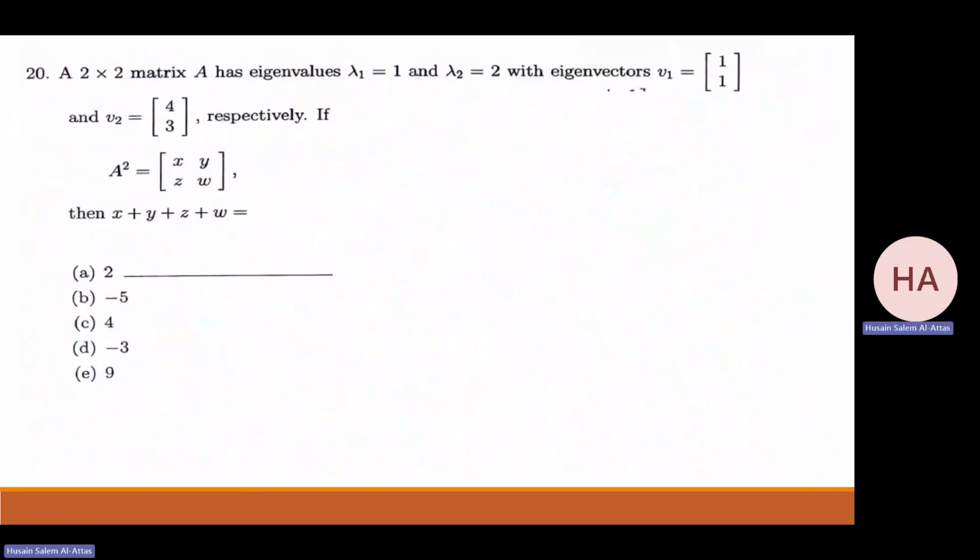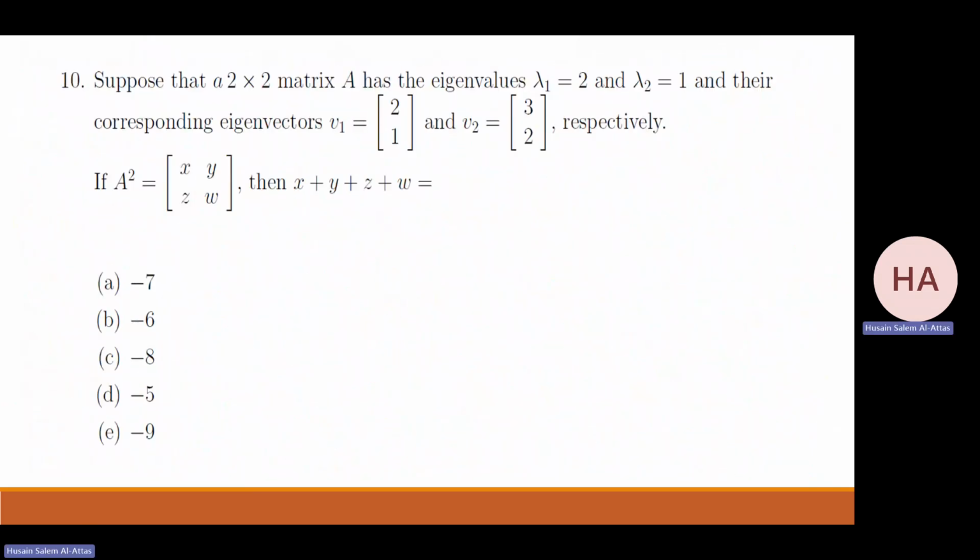Now be careful about this question. I have A equals PDP inverse, where D is a diagonal matrix. It has just the eigenvalues 2, 1, 0, 0. And what is P? It has just the eigenvectors 2, 1, 3, 2.